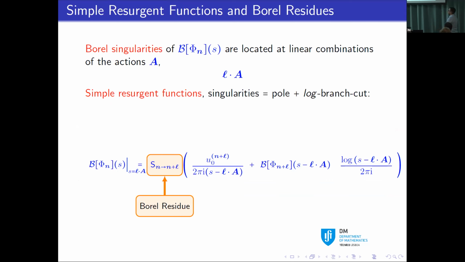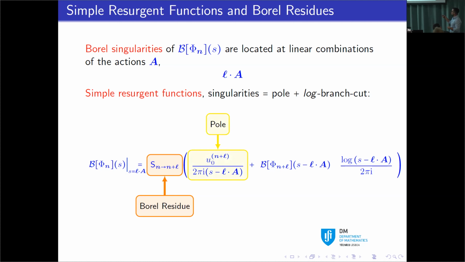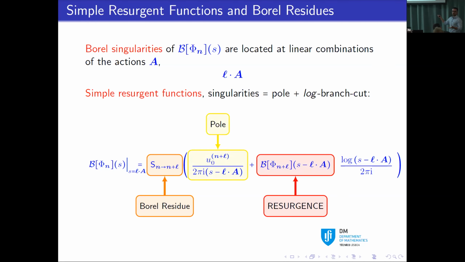So when I say Borel residues, why do we call them Borel residues? It is because if one applies the Borel transform to one of these asymptotic series, of course, one gets a convergent series in a radius of convergence. The Borel transform has some singularities, located at linear combinations of the actions. And if one takes a closer look at these singularities, in the case that we are analyzing, we find what we call simple resurgent functions. Max talked a little bit about this, but this basically means that you have some Borel residue attached to the singularity, and then you have a pole that is normally connected to the initial coefficient, so the first coefficient of the Borel transform, and then you have the resurgence of a different sector to explain how the singularity behaves close to this singularity, and then the logarithmic branch cut.